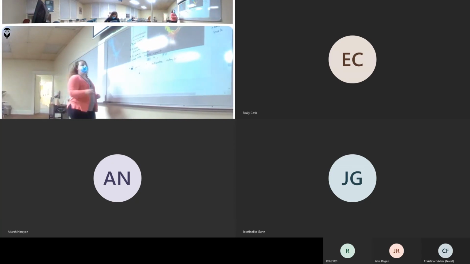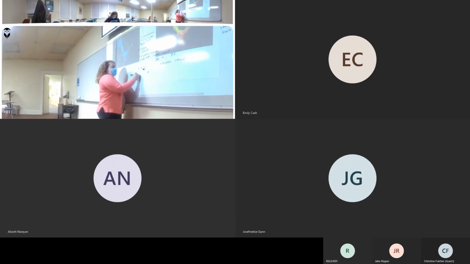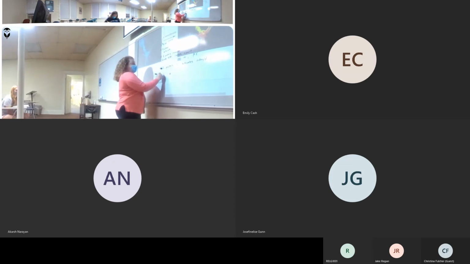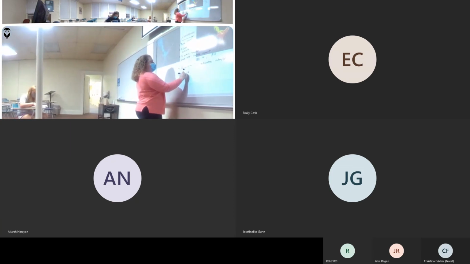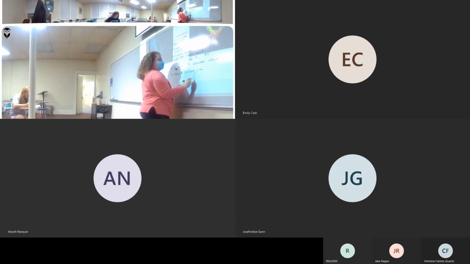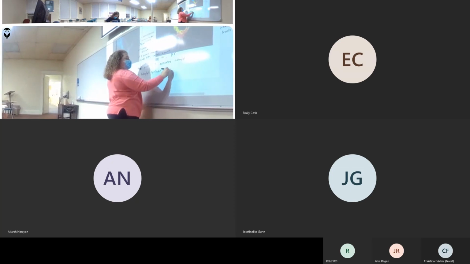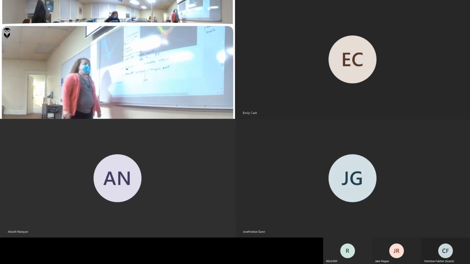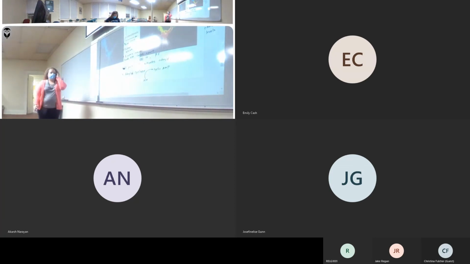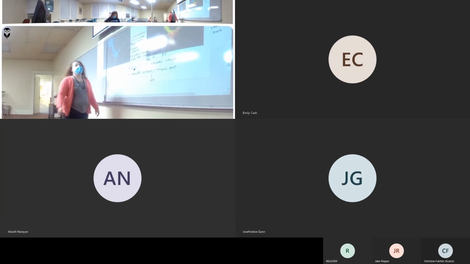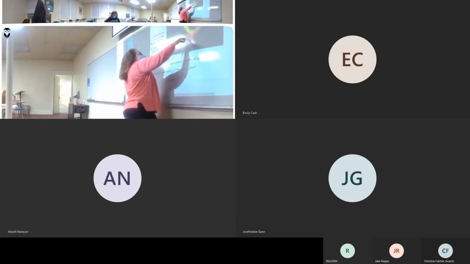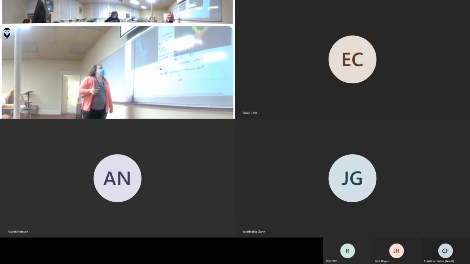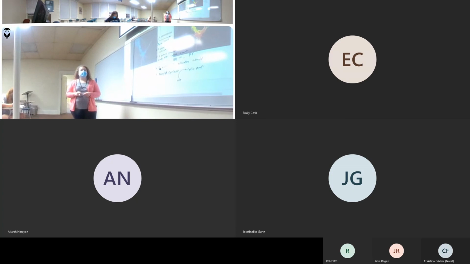So G protein alpha is activating adenylyl cyclase. Adenylyl cyclase is turning ATP into cyclic AMP. And then cyclic AMP is diffusing into the rest of the cell where it can act as a second messenger.